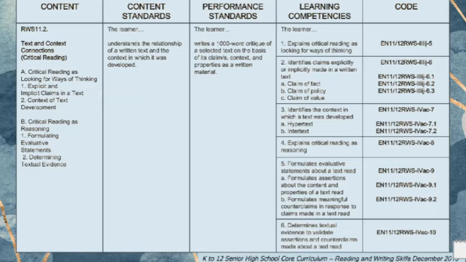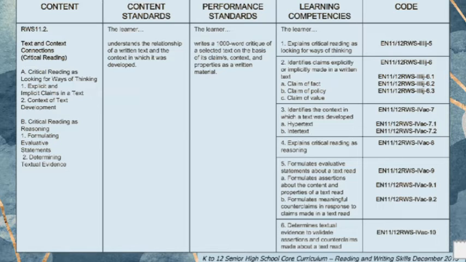As you can see here, there are 5 columns in the table, and the first column falls within the content. RWS section 11.2 has the main content of text and context connections, which is about critical reading. It is subdivided into 2 parts. The first part is critical reading as looking for ways of thinking. Under this are explicit and implicit claims in a text as well as context of text development. The second part is critical reading as reasoning, wherein under this are formulating evaluative statements and determining textual evidence.